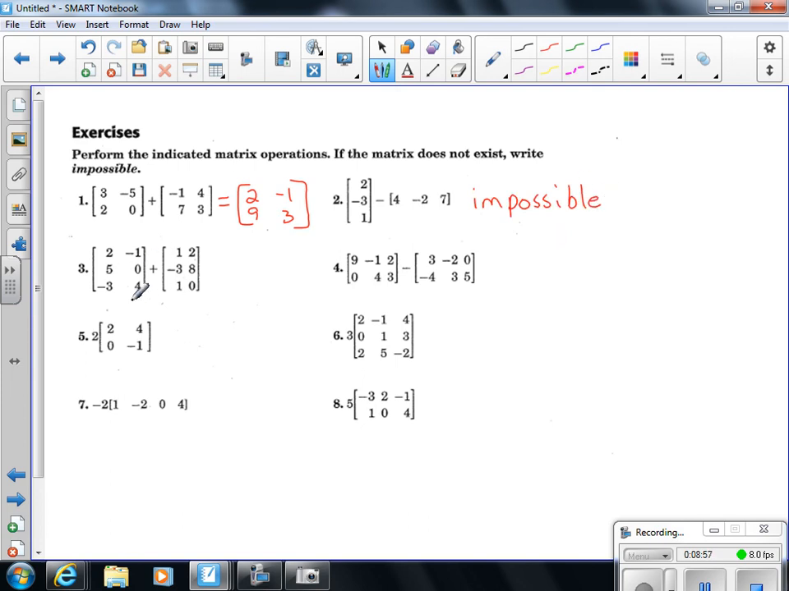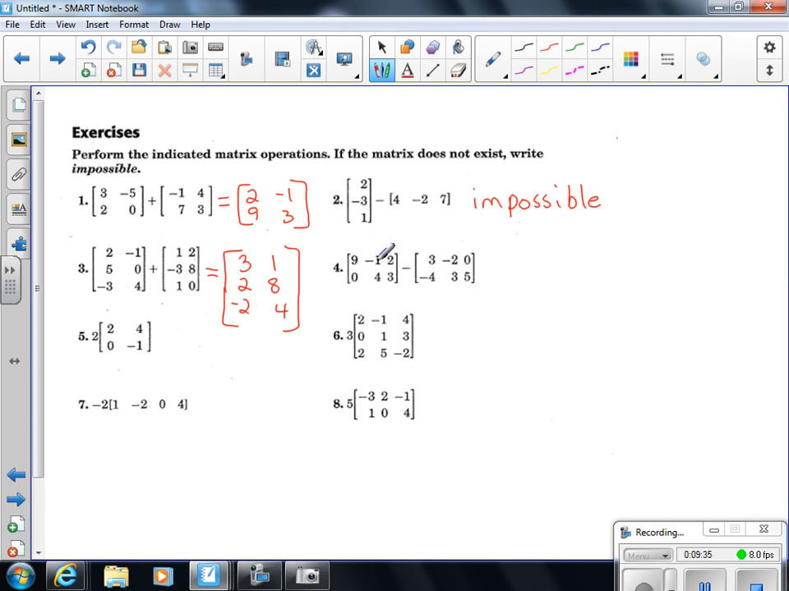Can I add those two together? Okay, this one, 2 and 1, I'm adding, is 3. Negative 1 and 2, 5 and negative 3 is 2. Looks like I need to extend this a little bit. And what's 0 and 8? And negative 3 and 1? 4 and 0. So it is a 3 by 2.